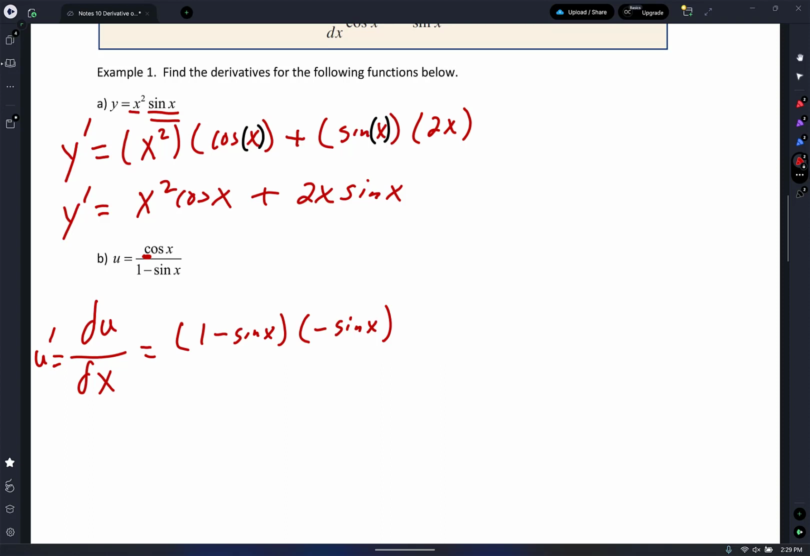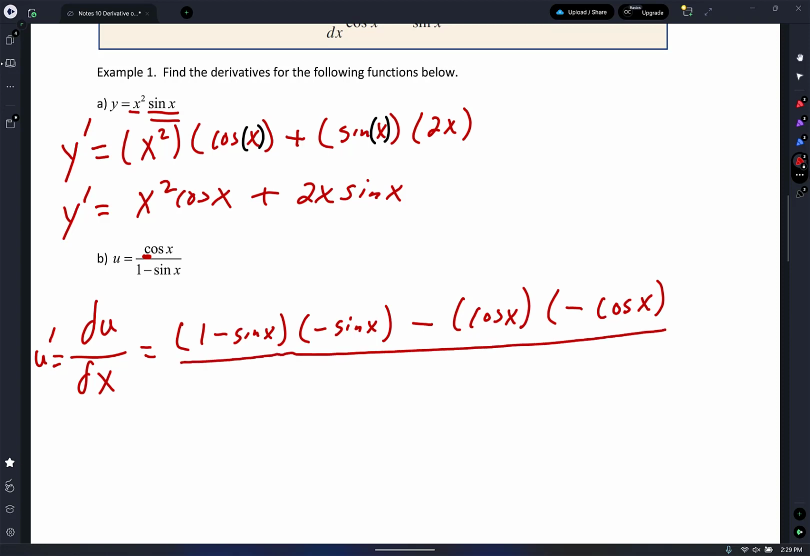Bottom times derivative of the top, and then plus or minus? Minus top times derivative of the bottom. So the derivative of the bottom is just, yeah, it's not negative because of sine, but it's negative because I have a minus in the front. Are we okay? Yes.